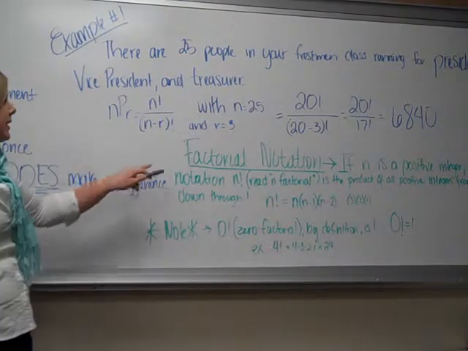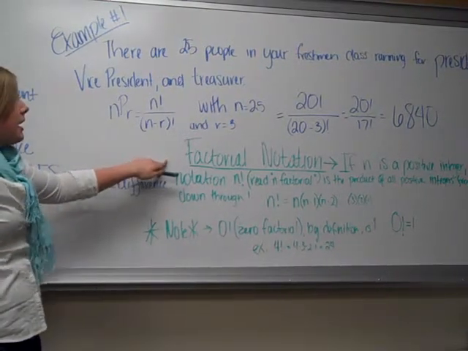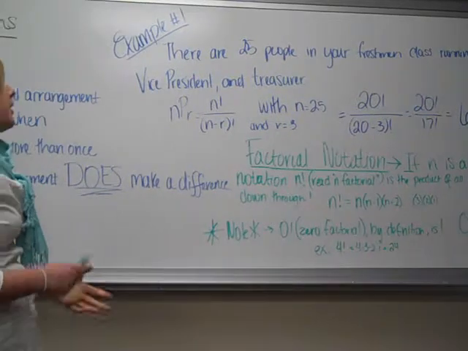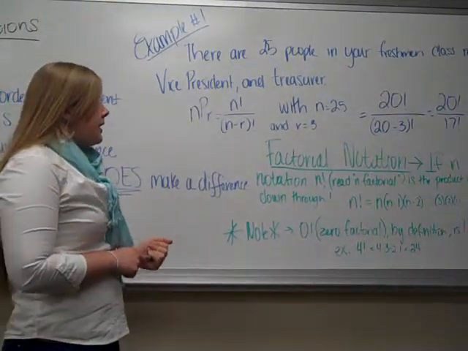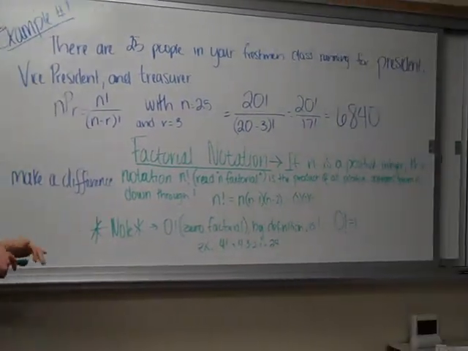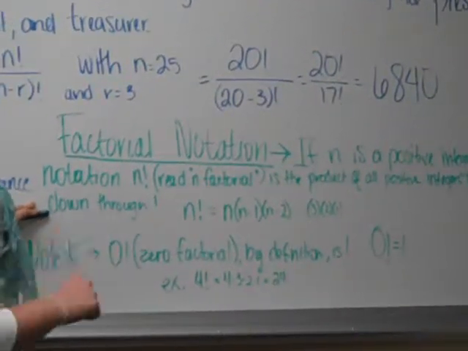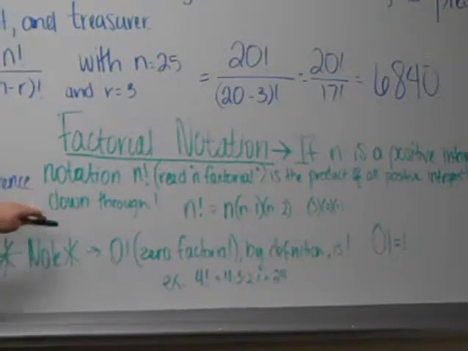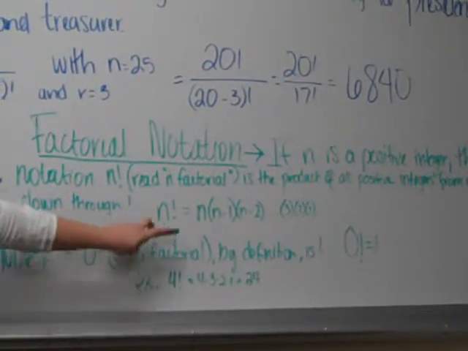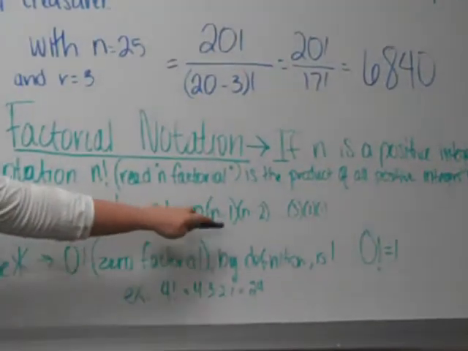One of the last terms you need to know is factorial notation. If n is a positive integer, the notation n factorial is the product of all possible integers from n down through the rest of them. So you'll have n factorial, then n minus 1, and so on and so on.